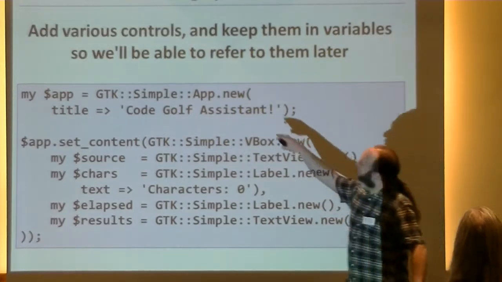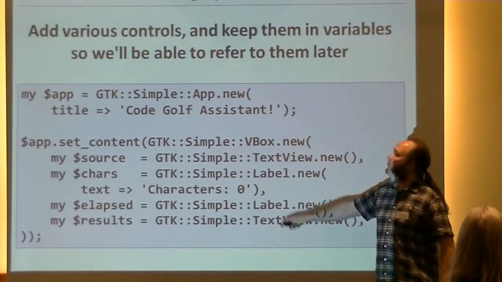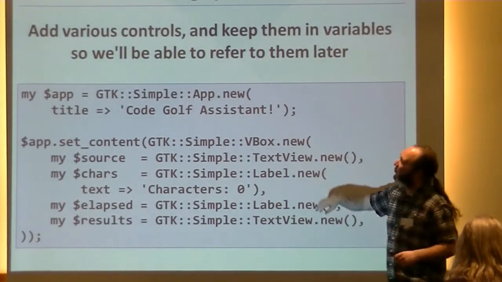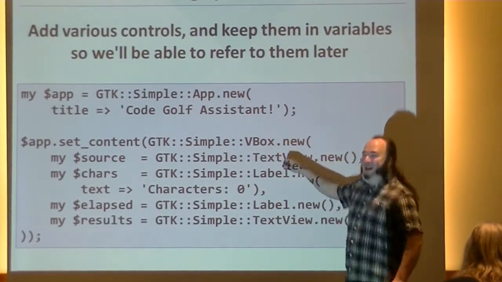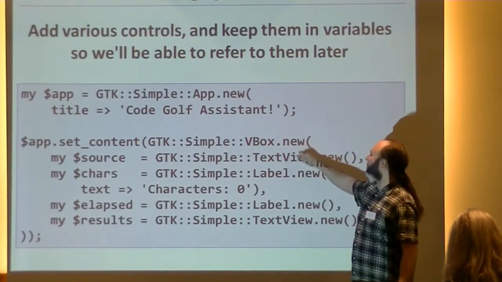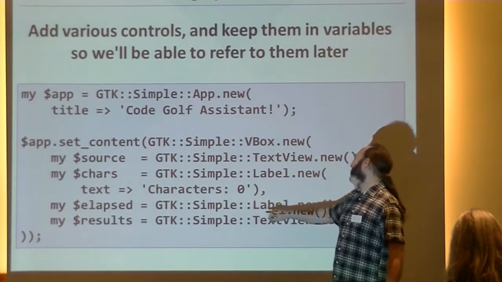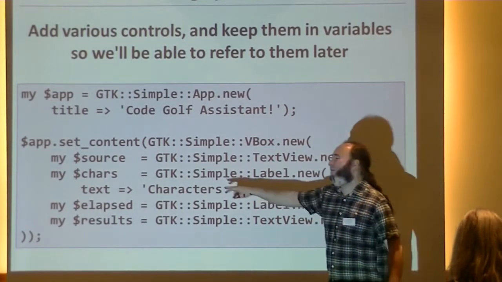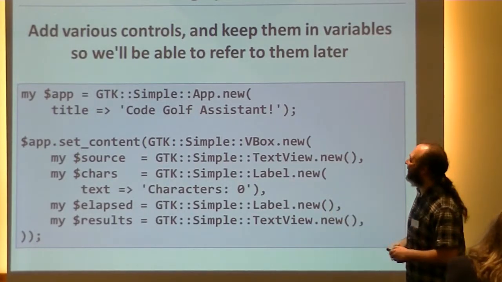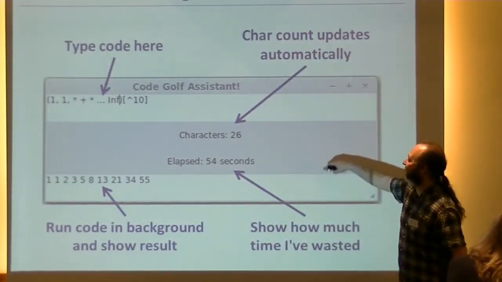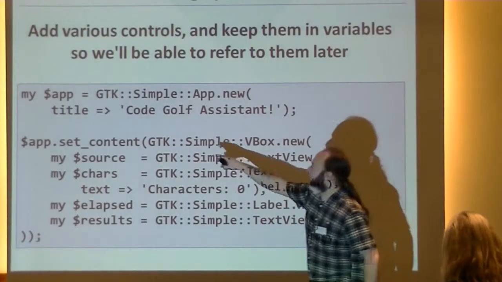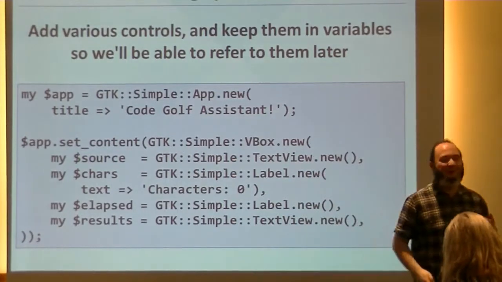First of all, we just set the window. So I'll make a new app. The title is called Golf Assistant. I will have a vertical box of controls. So we have a text view, we have a label, we have another little label, that's my one for time elapsed, and here I'll have a text view for the result. So text view, labels, text view, arranged in a little vertical box. Kind of easy. And I'm just putting them into variables because I want to talk about them later.